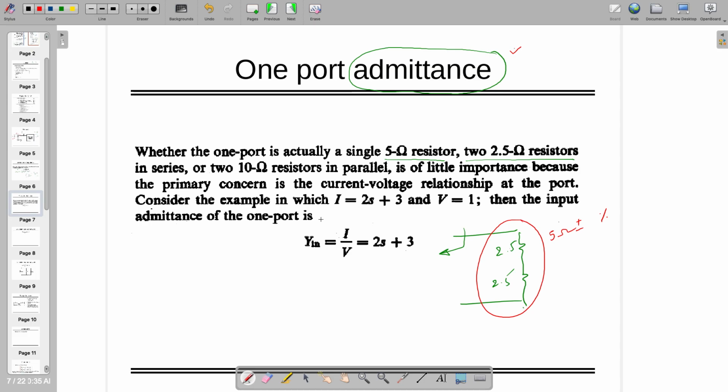So let's assume that the current is equal to 2s plus 3 and V is equal to 1. Then input admittance is equal to I by V, which is equal to 2s plus 3. By looking at this, can you draw the circuit? Can we draw the circuit if the input admittance is equal to 2s plus 3? Let's assume that there is a plus sign. So what is the meaning of plus sign in admittance?